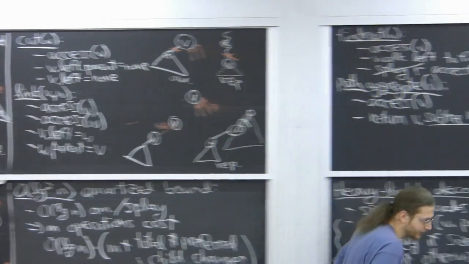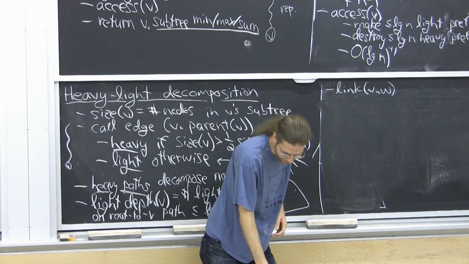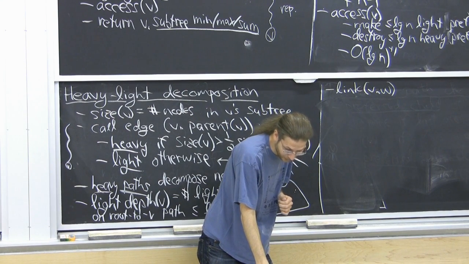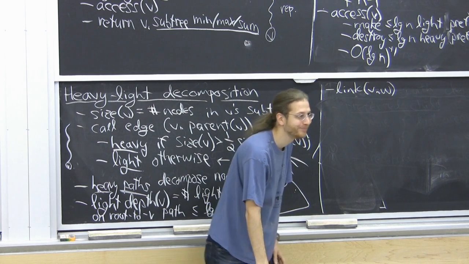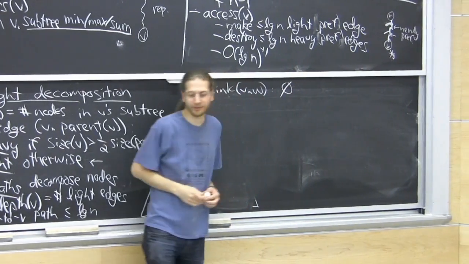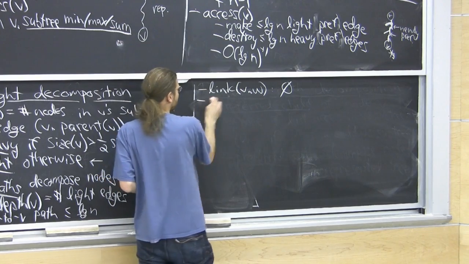So can anything happen? I think not. Yeah, some of the edges on the path might become heavy, but we don't care because they are preferred. Some of the edges off the path might become light, but we don't care because they're not preferred. Done. So this actually costs 0 in just analyzing number of preferred child changes. Cut is not quite so simple.